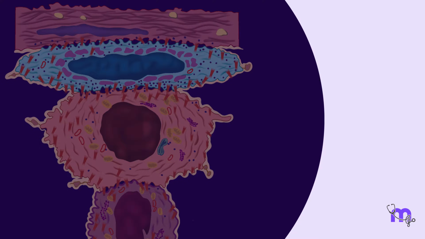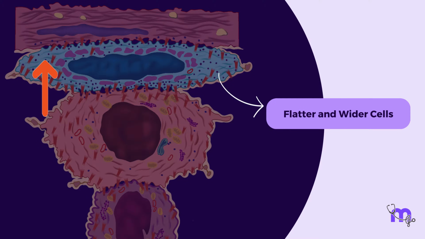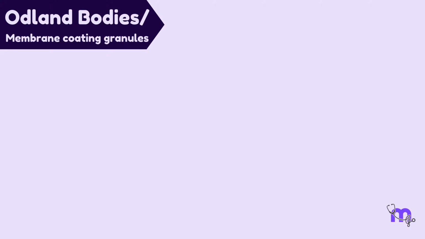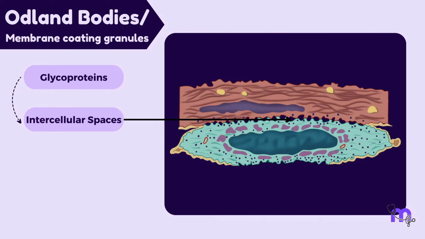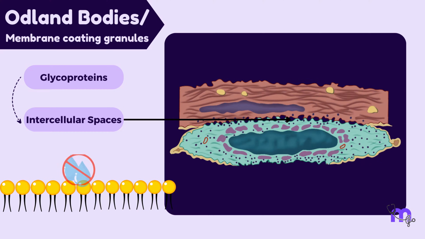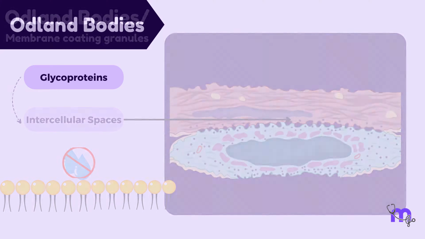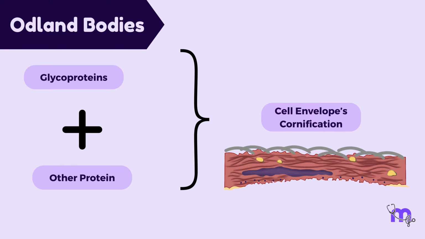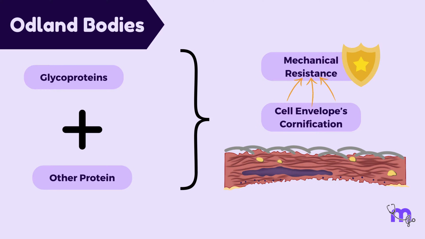Deep, isn't it? As we move towards the surface, the cells appear flatter and wider, with nuclei showing signs of degeneration. This layer also contains the otolint bodies or membrane coating granules. What is so fascinating about otolint bodies? These glycoproteins release contents into the intercellular space, forming a lipid-rich barrier that limits aqueous substance movement. This, combined with the production of other proteins, contributes to the cell envelope's cornification, providing mechanical resistance.